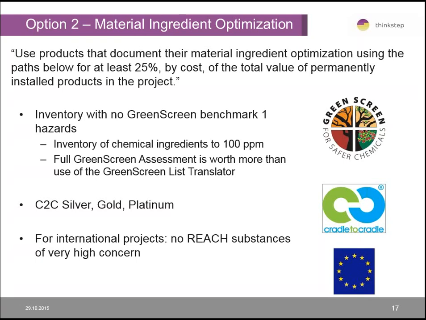If you have a full green screen assessment, you went beyond just the list translator, or if you achieved cradle to cradle platinum in version 2, or gold or platinum in version 3, then your product would be valued at 150% of its cost in the calculation above, so trying to get that 25% of the entire building.